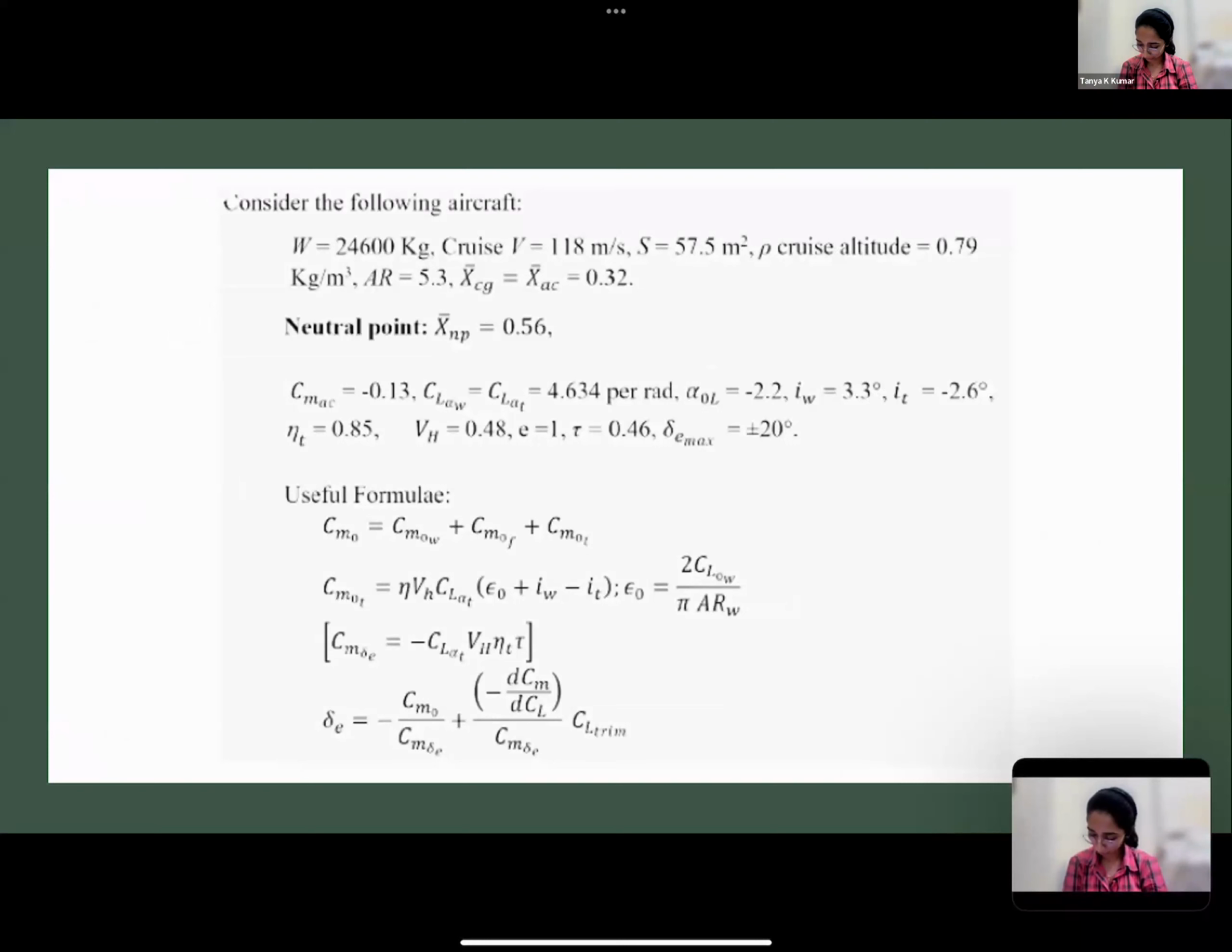Let's just go through the data given to us. So consider the following aircraft. Am I audible? Can you just confirm? Just put it up on the chat box or something.